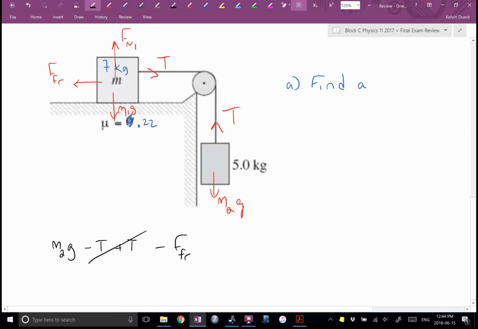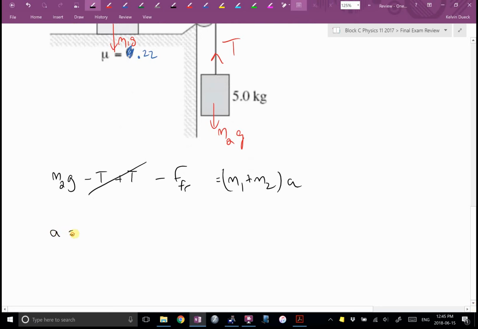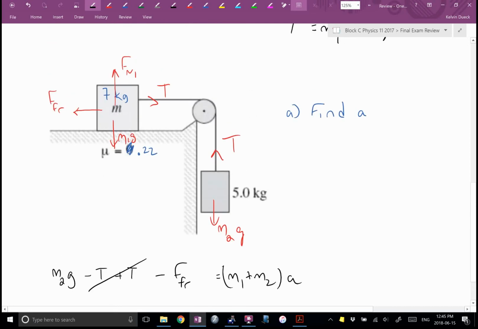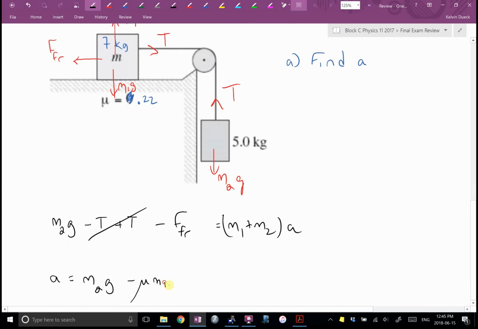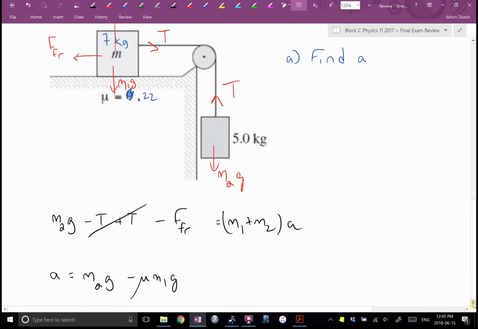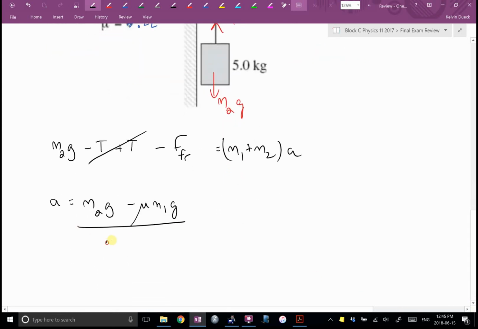What's it going to equal? Thank you. Mass 1 plus mass 2. M all A, or M1 plus M2 times A. Okay? Friction is what times what? So we would go like this. M2G minus mu. I don't know the normal force. Oh, but look. Another force the same size as the normal force. What? M1G. And if I divide that by m1 plus m2, that's the acceleration.